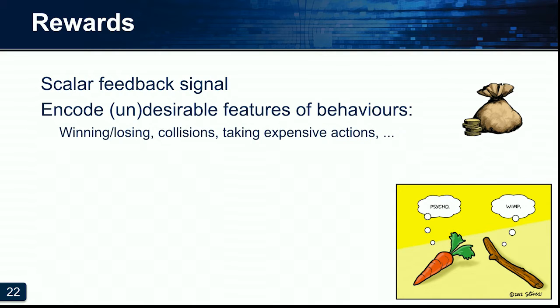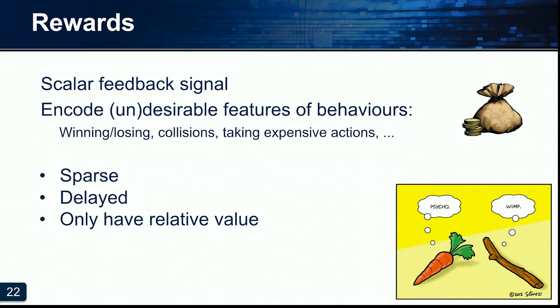As I said before, we're working with a scalar feedback signal, which really isn't that much information, right? You could take an entire trajectory and get a +1 at the end of that. That doesn't tell us a huge amount. But what our reward does do is it encodes what is desirable and isn't desirable here. So as I mentioned, with, say, the chess example, you can encode winning and losing. You could encode collisions with objects. And you could also penalize taking expensive actions. So some sort of cost, as I showed in the previous example, you could have this cost for taking every action that you take.